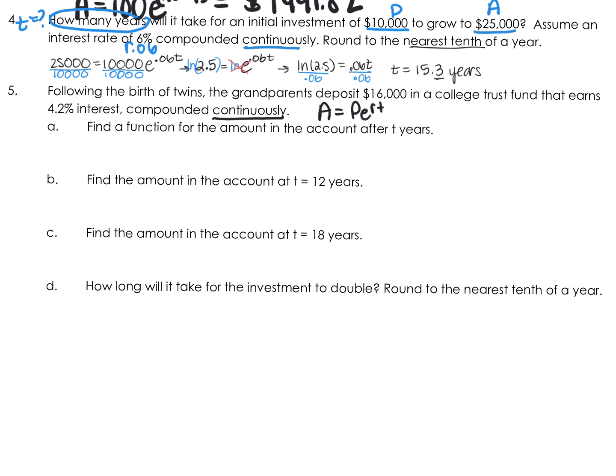So we're going to write our equation here. Will be A. We don't know the ending amount. We have a starting amount of 16,000. Our interest rate 4.2 we'll write as 0.042 times t. So we want t and the amount to be in our equation. So that's our answer there. Now we can use that to solve the other 3 problems here. So we'll find the amount in the account after 12 years. So this is going to be plugging t equal to 12 into our equation.